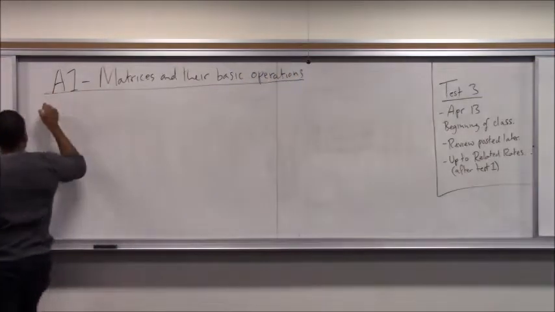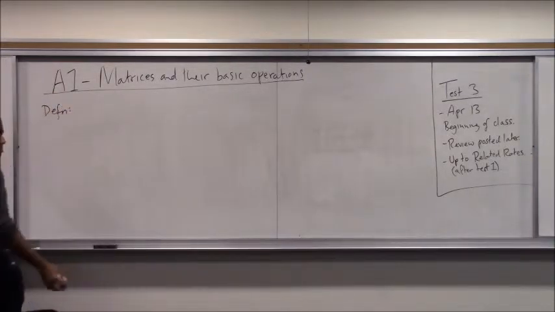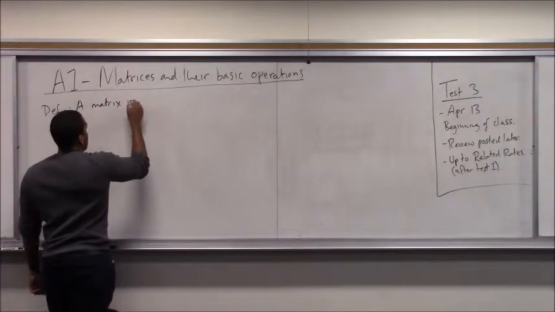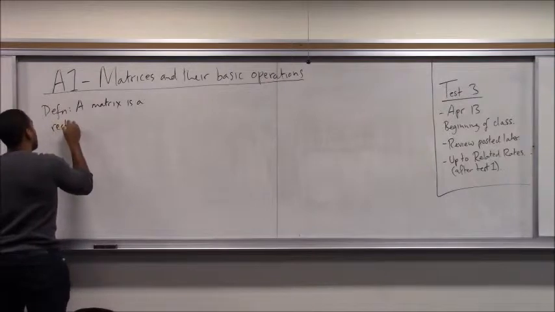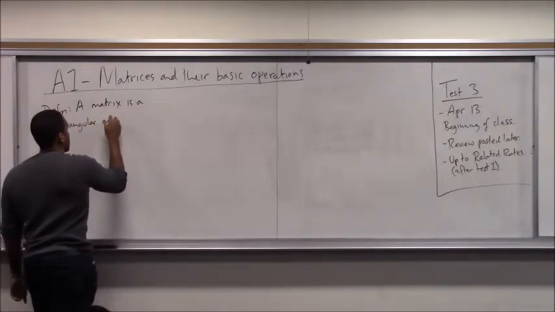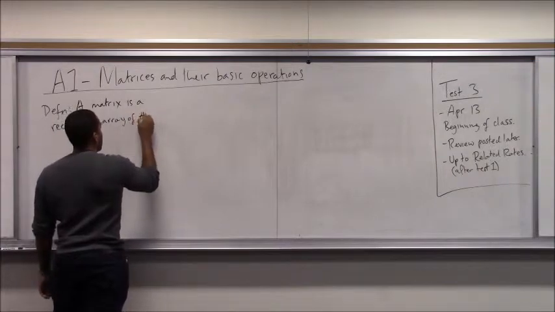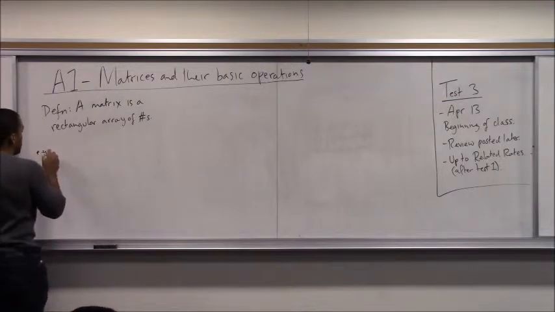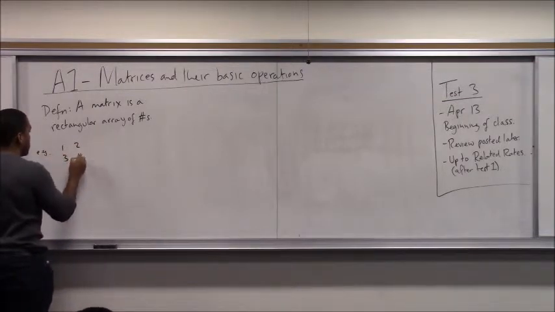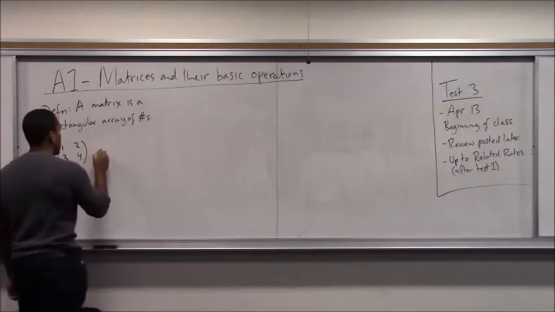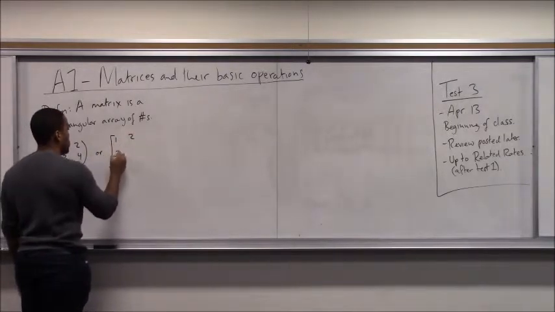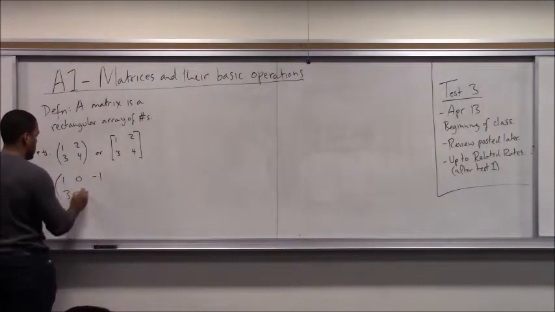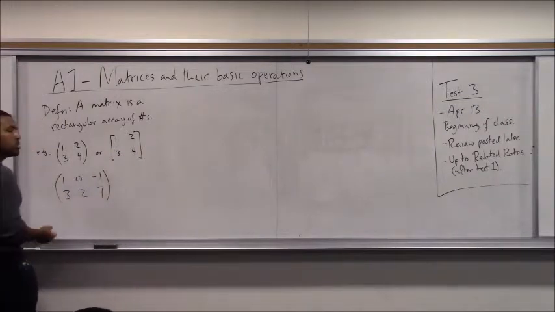Now, this isn't the best definition of what a matrix is, but it's good enough for us. A matrix is a rectangular array of numbers. So the notation would be something like this, like 1, 2, 3, 4. Or you write 1, 2, 3, 4, like that. 1, 0, minus 1, 2, 7. That's a matrix. All of those.